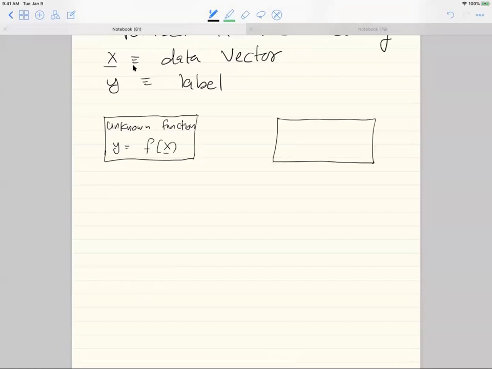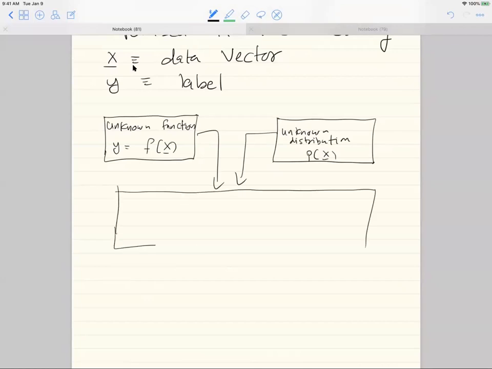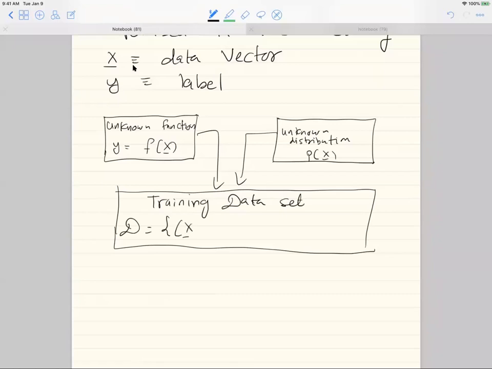Also, there is some unknown distribution P of X that is used to sample the data. So we have the unknown function f and the unknown distribution P of X. And these are used to generate the training data set. There is some training data set D, which is of the form x1, y1 up to xn, yn.